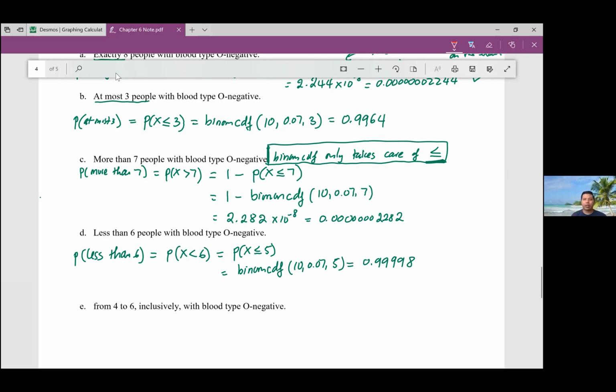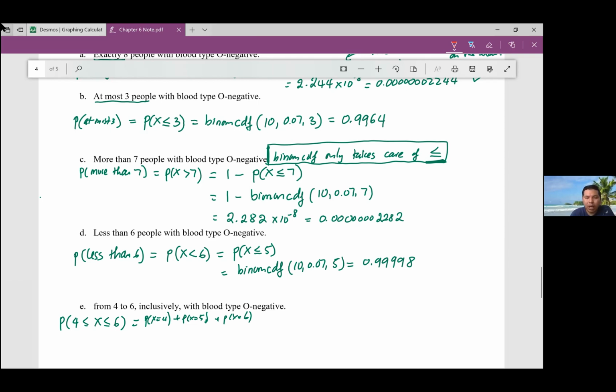All right, so next on the list, we want to find from 4 to 6 inclusive. So we want the probability of 4 less than or equal to x less than or equal to 6. That will be P of x equal to 4 plus P of x equal to 5 plus P of x equal to 6. The only reason it works is because this is still a discrete random variable. We have 4 successes, 5 successes, 6 successes. Otherwise, this concept is not going to work.